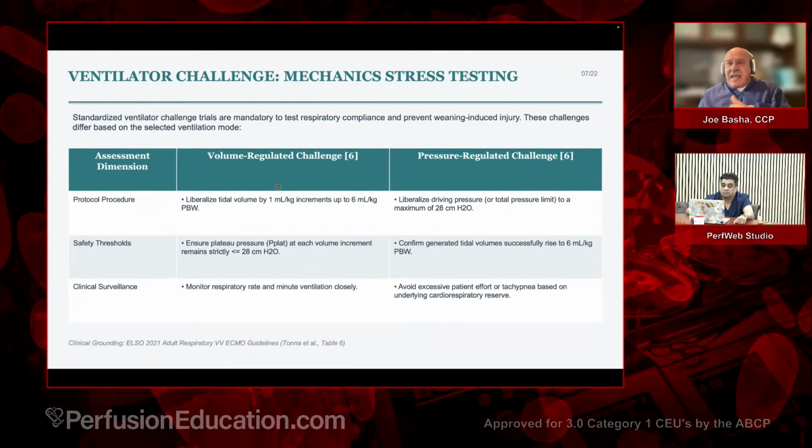Here's a ventilator challenge mechanics for stress testing. Standardized ventilator challenge trials are mandatory to test respiratory compliance, prevent weaning-induced injury. These differ based on the selected ventilator mode. So here's your assessment dimension, your volume-regulated challenge, and you can look these over, and your pressure-regulated challenges. If you follow these guidelines and these various metrics, then this is a safe way to stress test your patient's ability to breathe on their own.